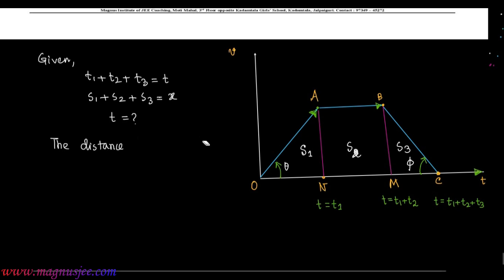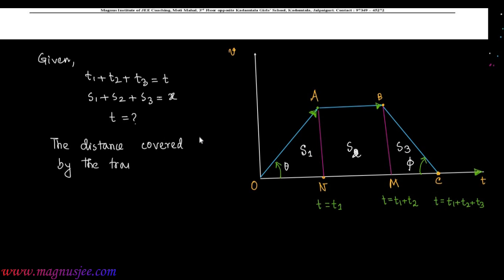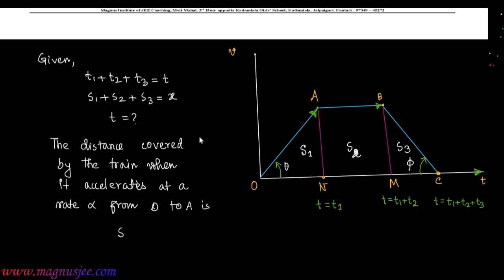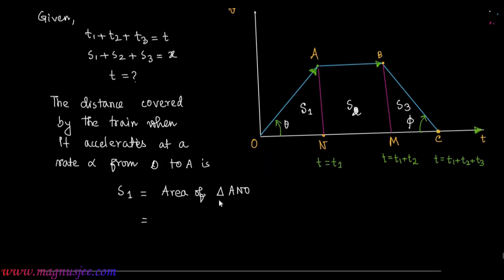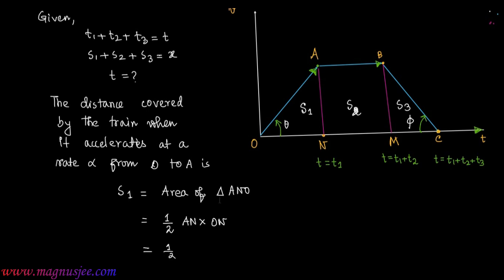And the total distance covered by the train, when it accelerates with the rate alpha from the point O to A. The distance covered by the train when it accelerates at a rate alpha from O to A is given by S1 equal area of right angle triangle ANO, which is equal to half into perpendicular into base. AN is the perpendicular, ON is the base.